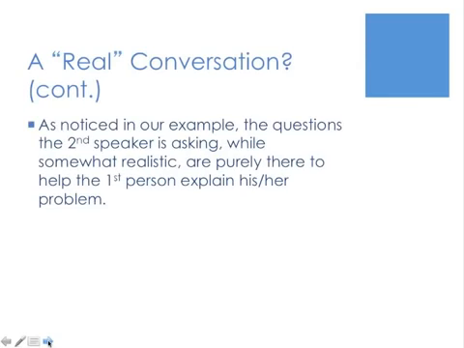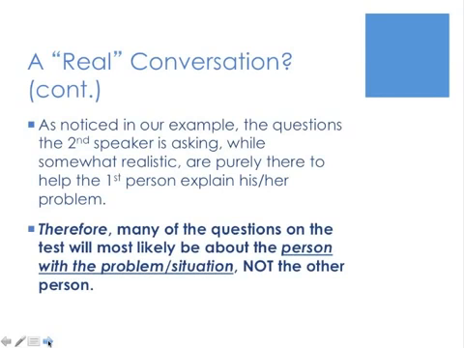So in our example, notice the questions the second speaker is asking, while they might be realistic, are really there just to help the first person explain his or her problem. So therefore, many of the questions on the test will most likely be about the person with the problem or situation, not the other person. So keep in mind, in a real conversation, we often have people changing directions or sometimes talking about one person and then talking about another. But in this case, it's really more about a person explaining his or her problem.